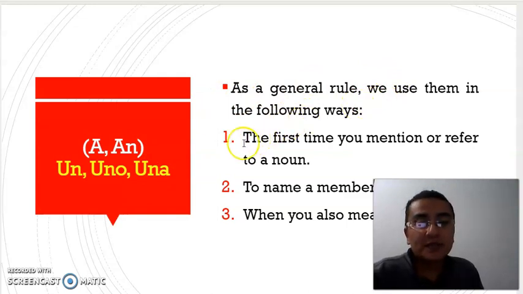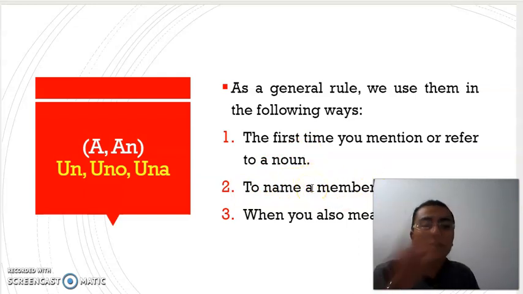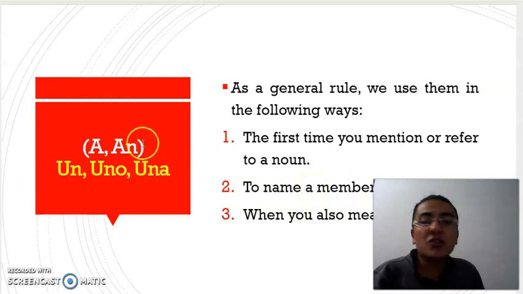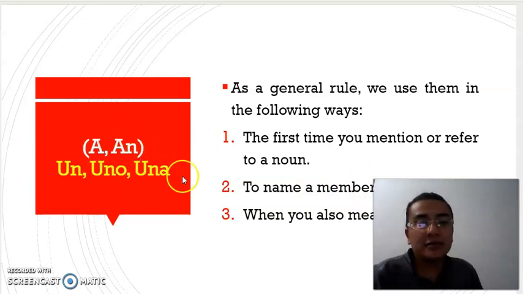So the first one, it's the first time that you mention or you refer to a noun. Remember that a noun translates sustantivo. So in this case, we say it's the first time you mention or you refer to a noun. Later, we will see an example. Second, to name a member of a group. So if I'm referring to somebody, I am going to use a or an. And also, when we are referring to the number one. Okay? So let's take a look at it.